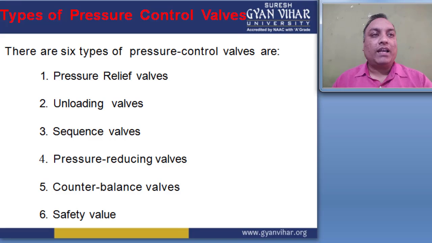These are the different types of pressure control valves. These are 6 types of pressure control valves: pressure relief valve, unloading valve, sequence valve, pressure reducing valve, counterbalance valve, and the safety valve. So we will discuss them one by one.